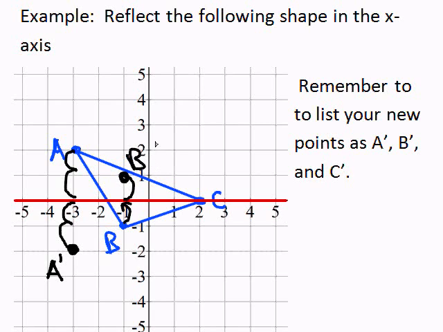This is B prime. The last one is C. Notice C is on the x-axis. Well, I can't move it anywhere because it's on the x-axis, so it stays right where it's at. Now all I have to do is connect my new points. Oh, I forgot to label. This should be C prime. So again, we're going to connect our points, and what we end up with should be a mirror image of our original shape. Kind of hard to see on that one, but let's work another example to get a better idea.